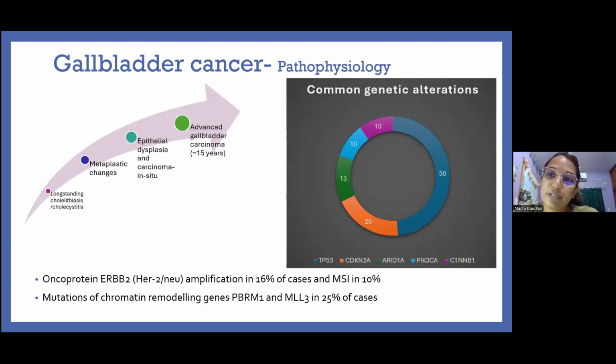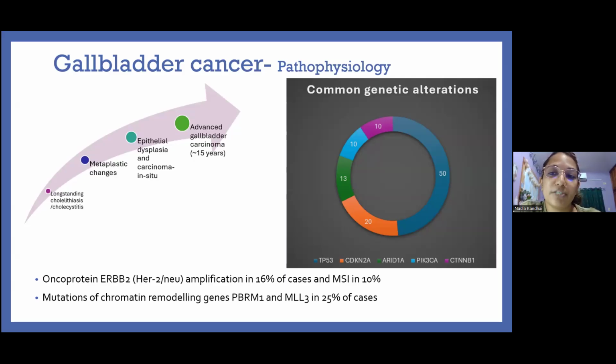The pathophysiology of gallbladder cancer involves, as discussed, long-standing cholelithiasis, causing inflammation, resulting in metaplasia, then epithelial dysplasia and carcinoma in situ develops. It takes approximately 15 years to advance to gallbladder carcinoma. Common genetic alterations found were in more than 50% of cases TP53, as well as CDKN2A in about 20%, and some other alterations as well.